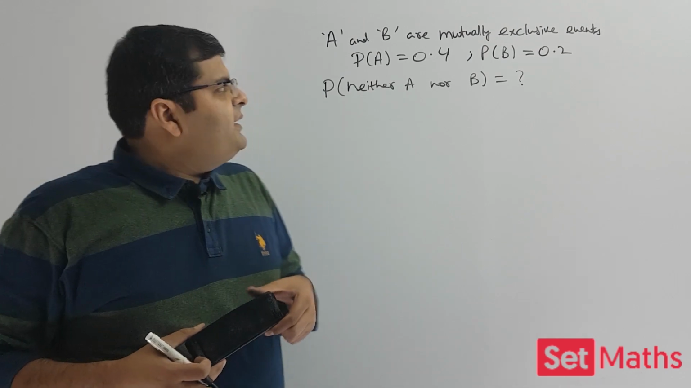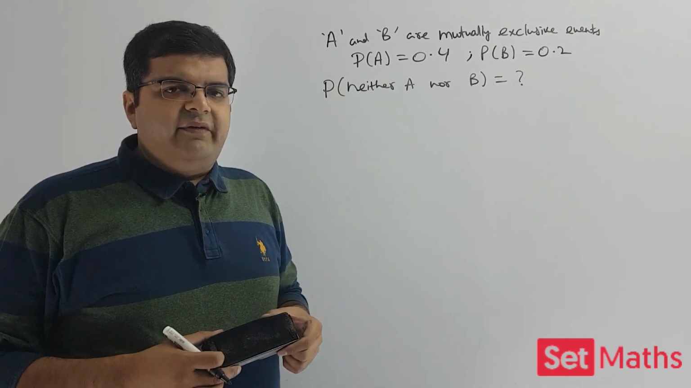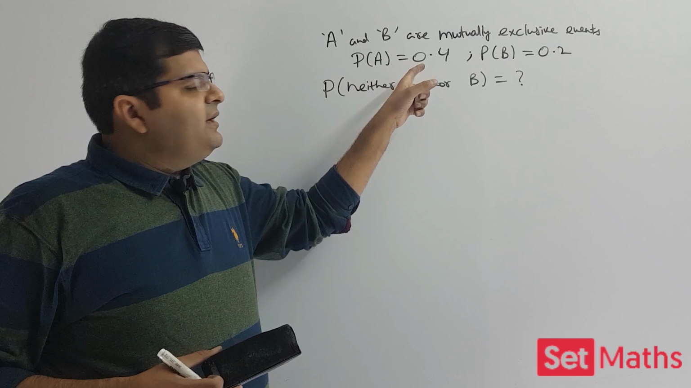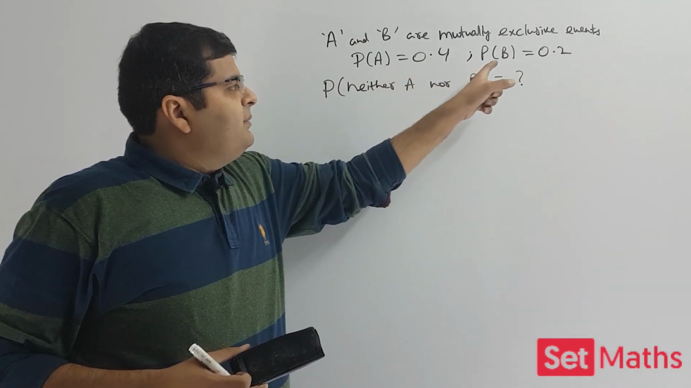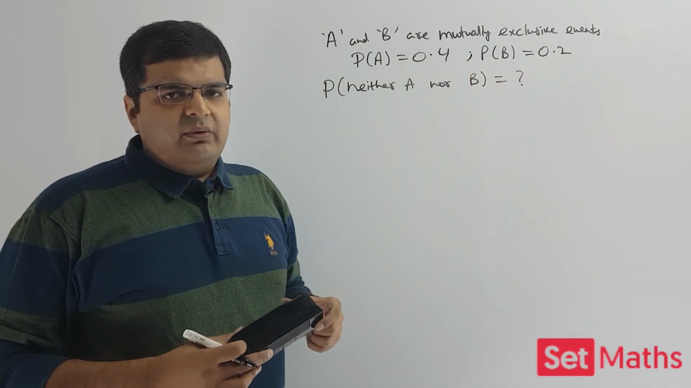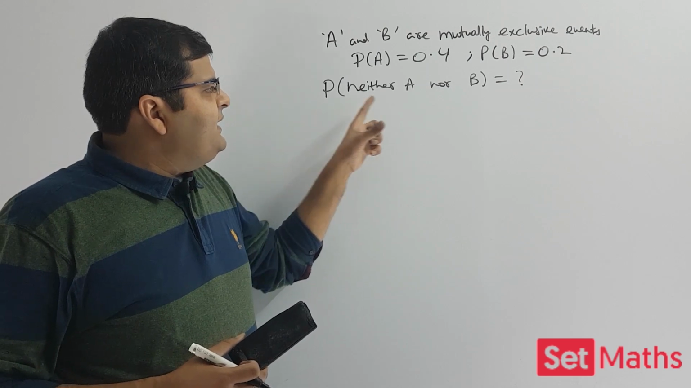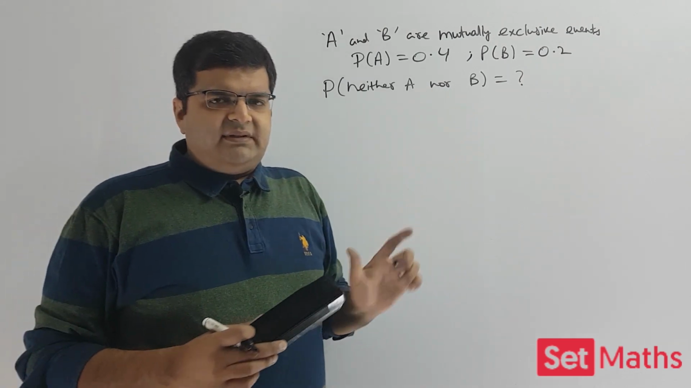Okay, so over here A and B are mutually exclusive events. Probability of event A happening is 0.4. Probability of event B happening is 0.2. We need to find the probability that neither event A nor event B happens.